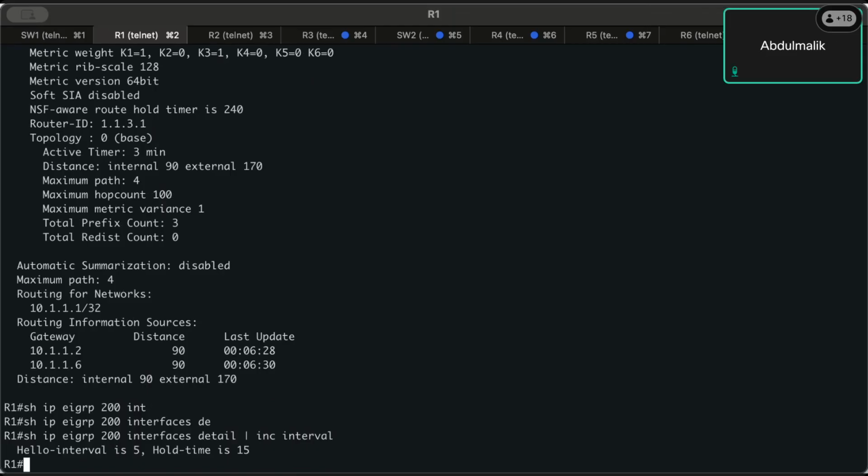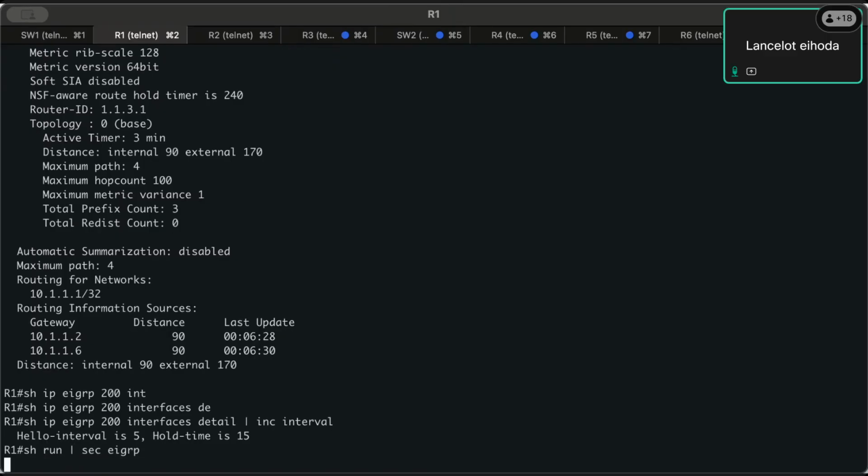Hello interval is 5. Hold time is 15 seconds. But then you do not actually modify the whole timer. It's the hello interval. And then it is actually configured on the interface. So if we do a show run now, show run | section EIGRP, let's see what we have under EIGRP 200.